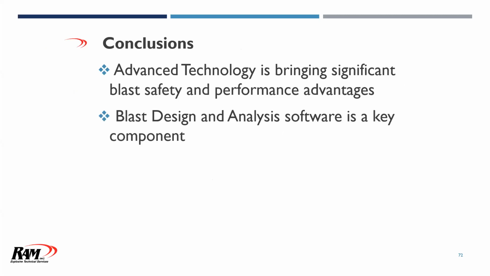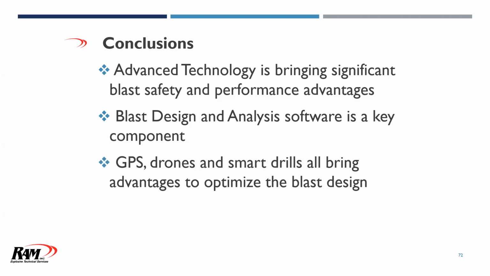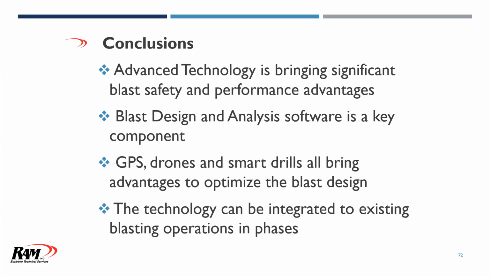So the safety and performance advantages they saw were clearly a significant reduction in fly rock, air blast, things like that. The blast design and analysis software was really one of the big key components to this. The GPSs and the drones all help them get to where they're at today with those kinds of savings. So you can see how they implemented it in phases.